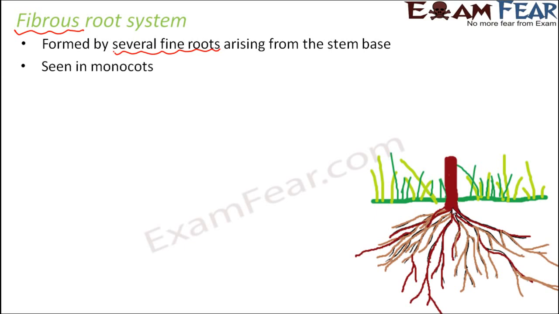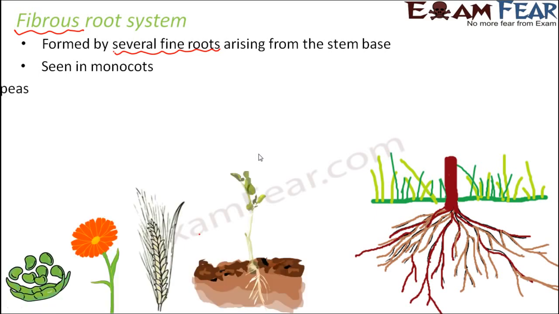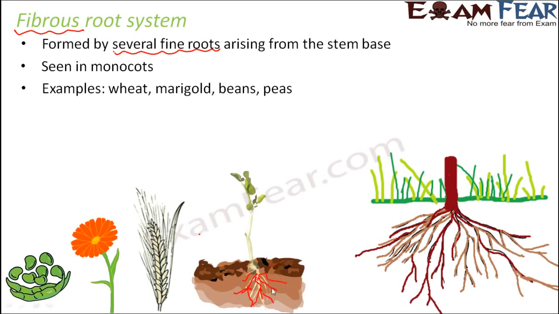It is generally seen in the monocots, that is the monocotyledonous plants, so plants with a single cotyledon. Some of the examples of such plants are wheat, marigold, beans or peas. So here you can see, if you look at this pea, or any of these plants, you will actually have some thread-like structures arising like this.